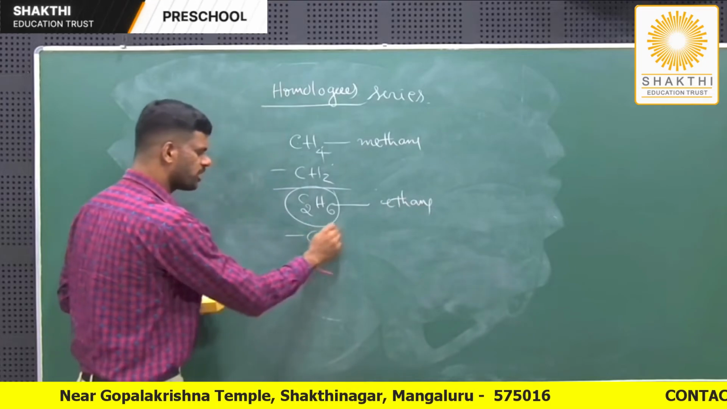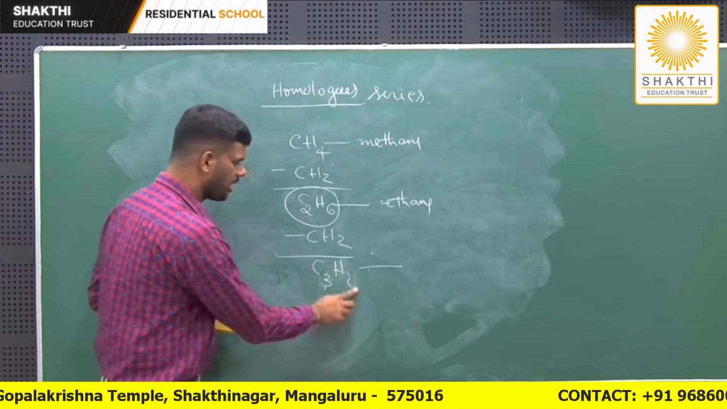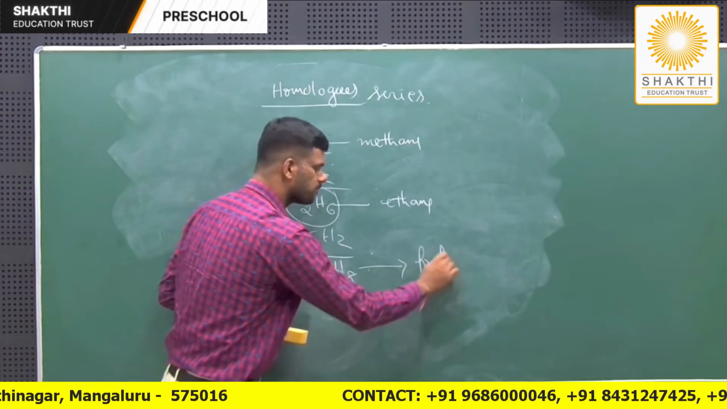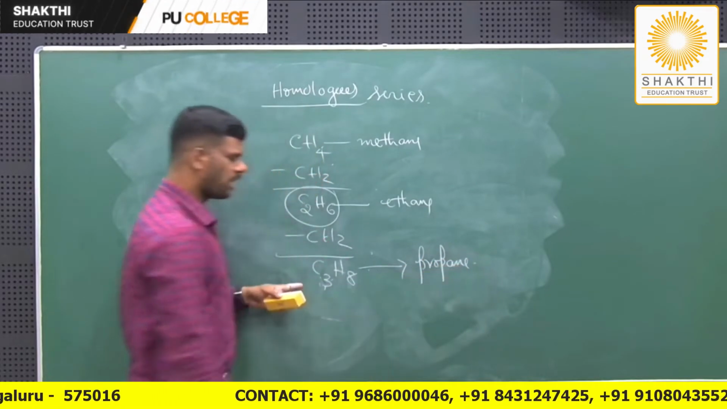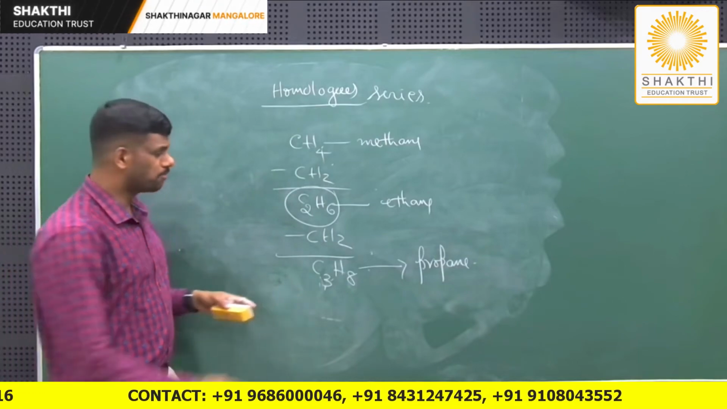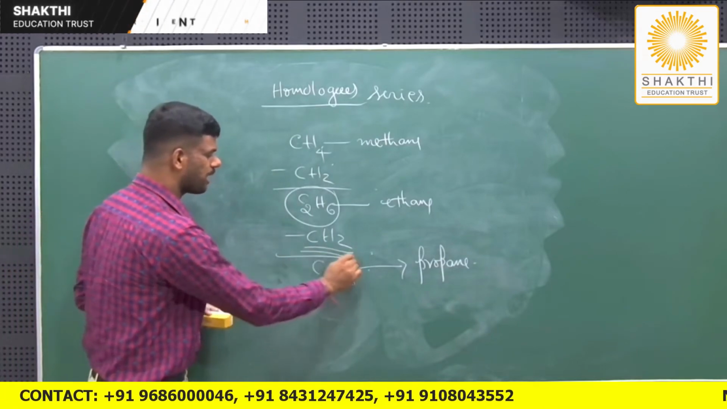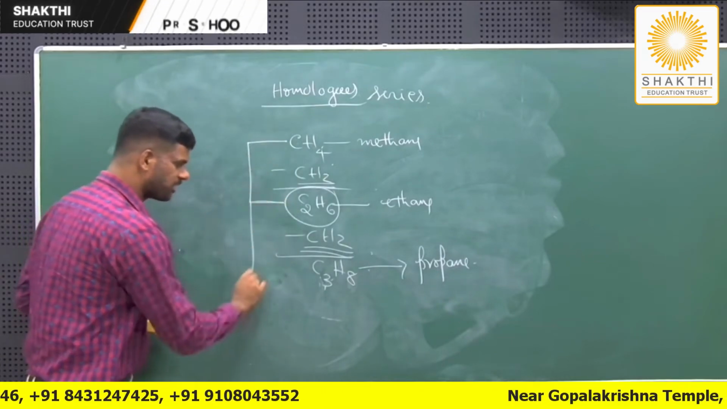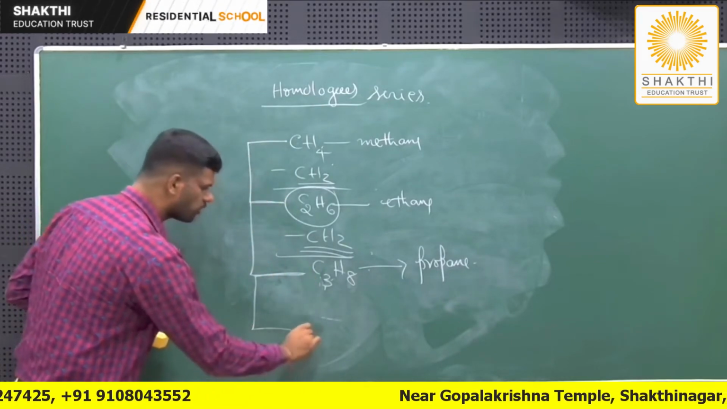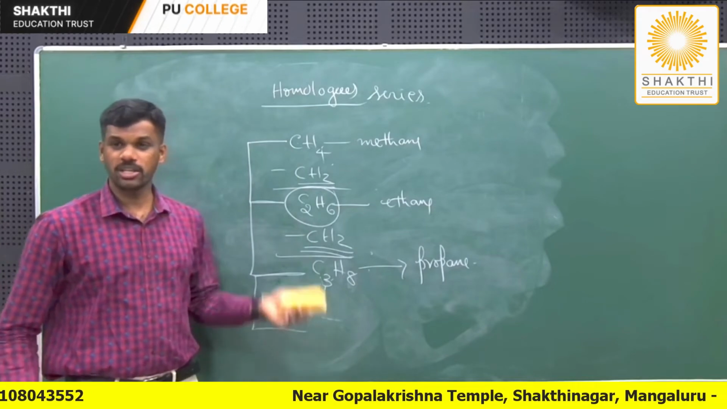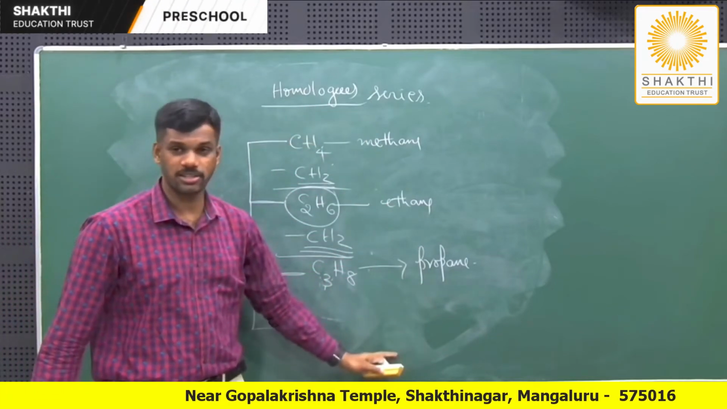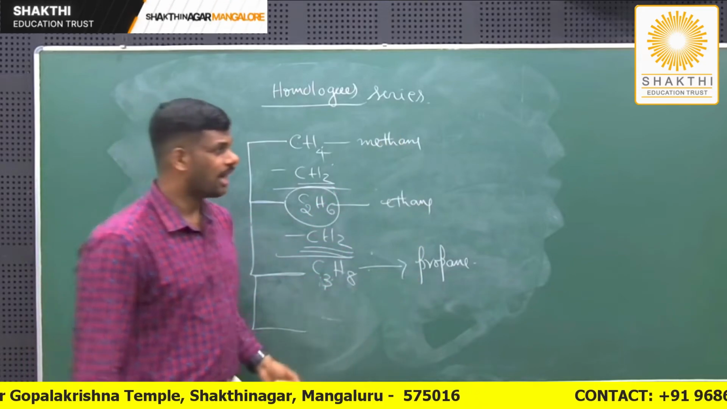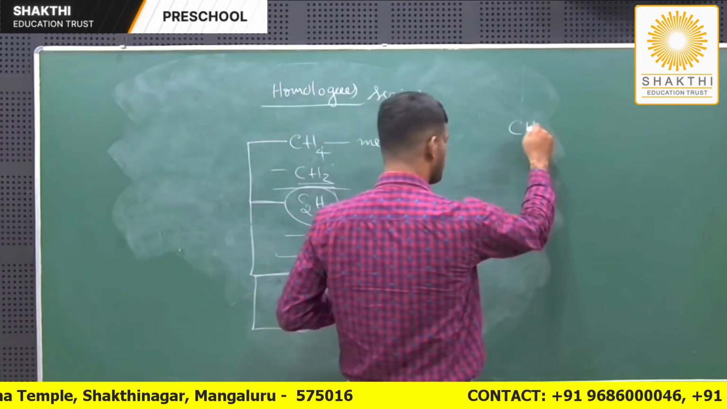Add one more CH2 to it, go to C3H8, that is propane, which means by adding CH2 you get from methane to ethane, from ethane to propane. If you add one more CH2 you get butane. So these compounds, methane, ethane, propane, form a series. I'll give you another example.